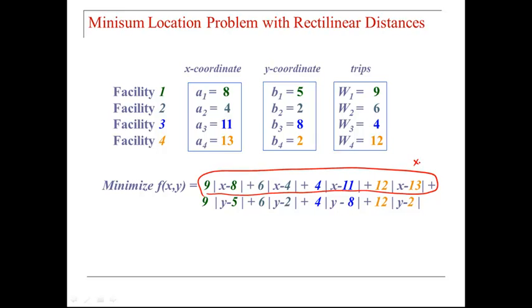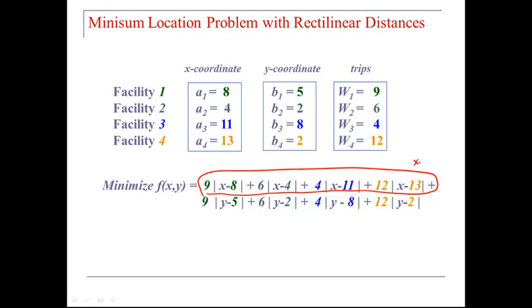And then we have the function in terms of y. So instead of looking at the x coordinate, now we're going to look at y coordinate, and we're going to formulate that. So that's why we have y minus 5, y minus 2, which is v2, y minus 8, which is v3, and y minus 2, which is v4. So this is our objective function for this problem.